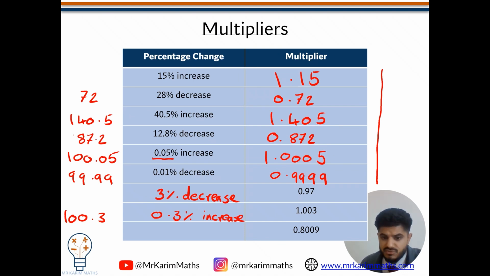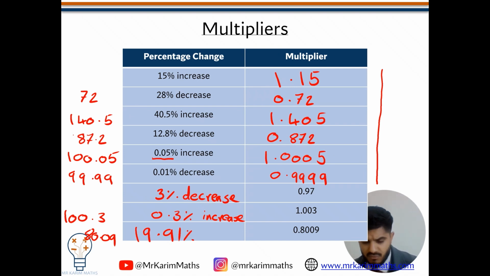Similarly, with the last one, let's do the reverse. So we would have usually divided by 100. Let's now multiply by 100. So 0.8009 multiplied by 100 gives me 80.09. And you basically want to think, how much below 100 is that? Well, simply do 100 minus 80.09 and see what you get left with. And it leaves me with 19.91, which is my decrease. 19.91% decrease.